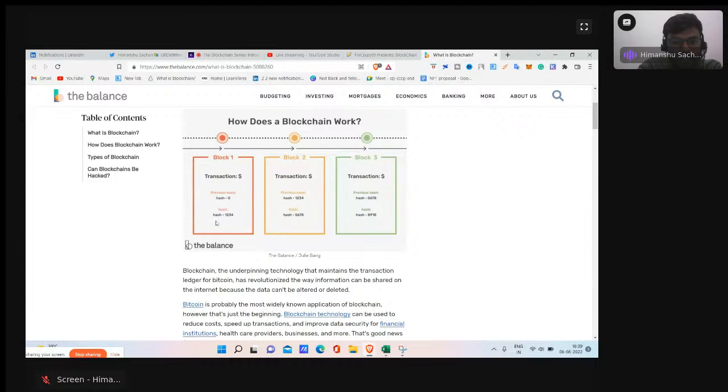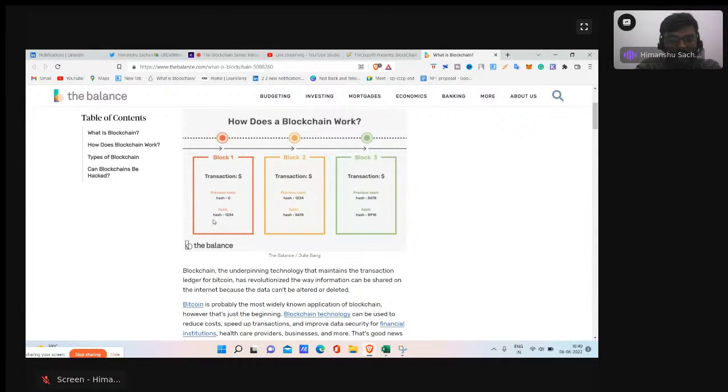If you look here, let's say the first block has a hash key of 1234, then the second block will also have a previous hash and the new hash key, which means that every new block which is created will have the hash key of the previous block to verify and validate the data, so that nobody can duplicate or hack the system. That's why this blockchain concept is created, so that nobody can hack the data. That's why data validation happens.